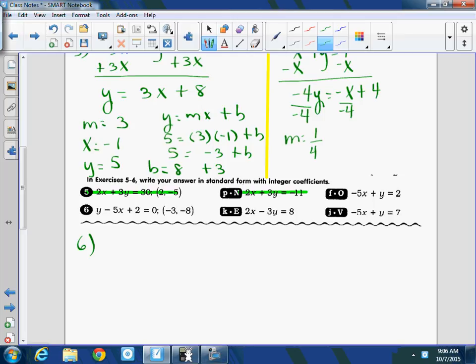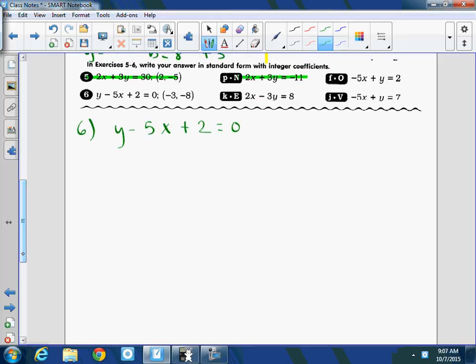Number 6. y minus 5x plus 2 equals 0. So tell me what is the first step. You ready to get some names? Yesenia. What's my first step? It goes the same thing. You gotta find the slope and you gotta find the intercept. All that is on the y equals mx plus b formula. Slope intercept, you have to find it.